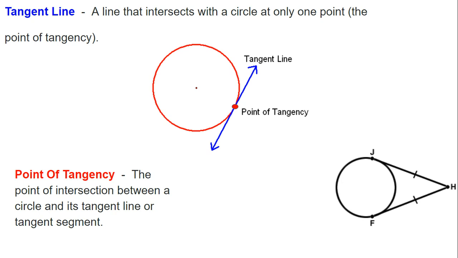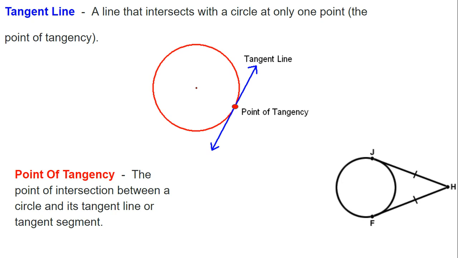A tangent line is a line that intersects with a circle at only one point. And we call this point the point of tangency, which I explained at the bottom. So this blue line here in the diagram is a line that intersects the circle at only one point. When you say tangent, it means kind of like next to, and we've heard this name before.